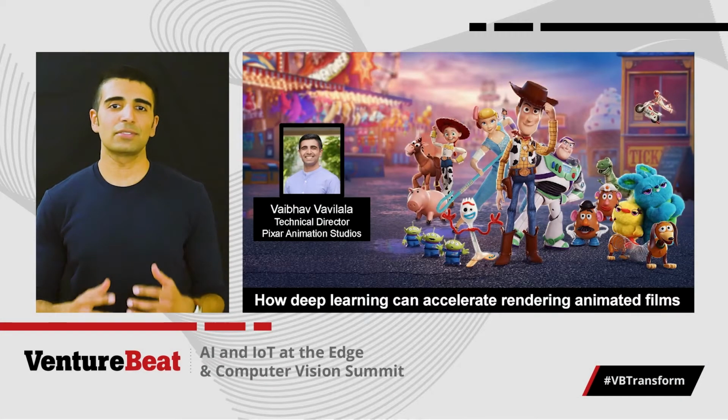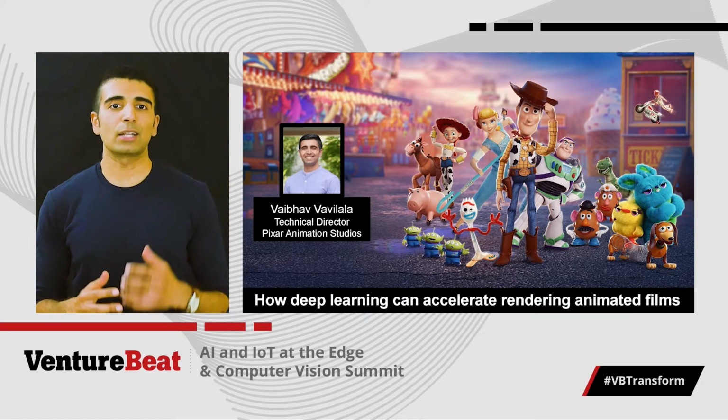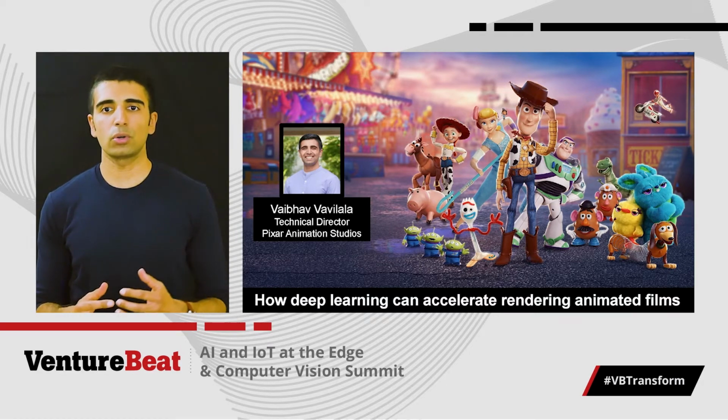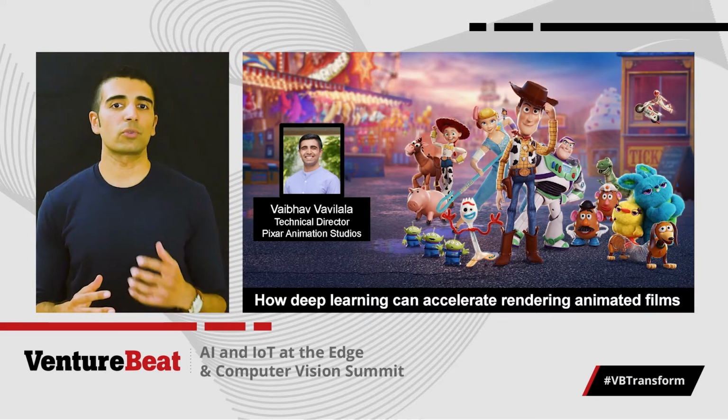My name is Vaibhav, and I'm a technical director at Pixar Animation Studios. I've worked on the lighting and rendering optimization team on Coco, Incredibles 2, and Toy Story 4.